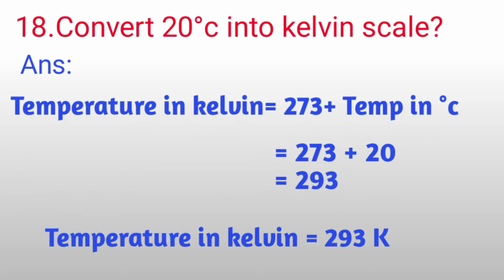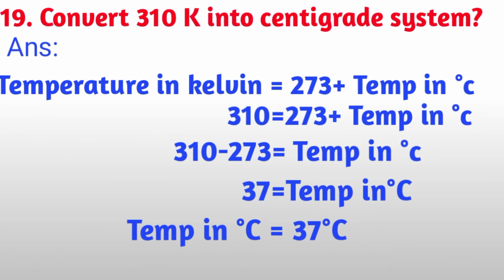Convert 20 degree centigrade into Kelvin scale. Temperature in Kelvin is equal to 273 plus temperature in degree Celsius, that is equal to 273 plus 20 is equal to 293. Temperature in Kelvin is equal to 293 K. Convert 310 Kelvin into centigrade system. Temperature in Kelvin is equal to 273 plus temperature in degree Celsius. 310 is equal to 273 plus temperature in degree Celsius. 310 minus 273 is equal to temperature in degree Celsius, 37 degree centigrade. That is the value of temperature in degree Celsius.